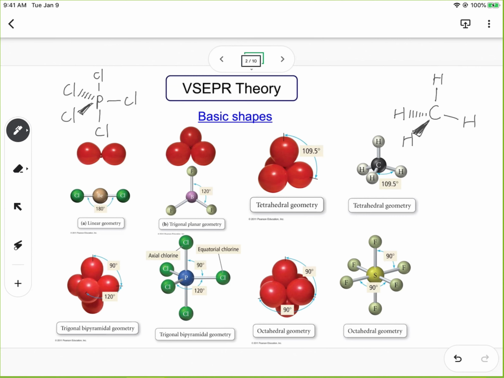trigonal bipyramidal geometry. The last one here is the octahedral geometry. And you can see that it has 7 members.